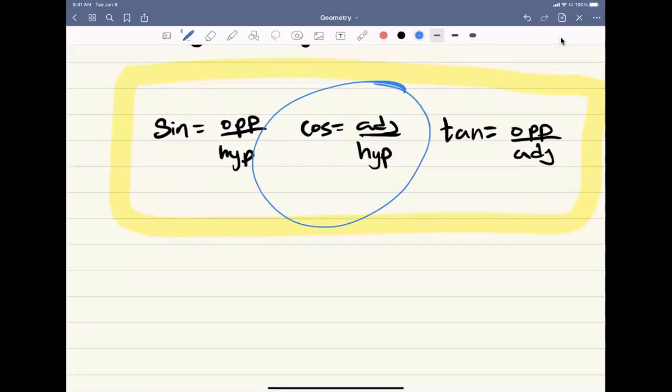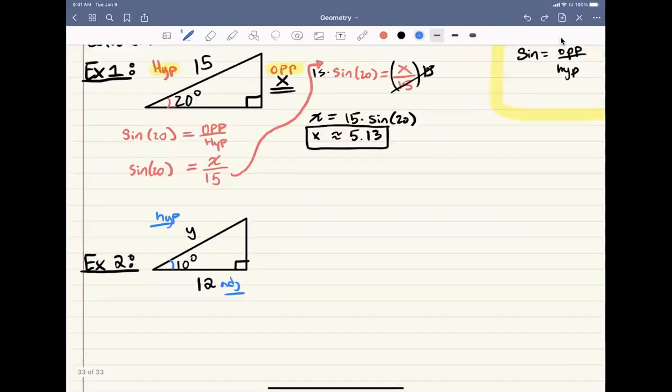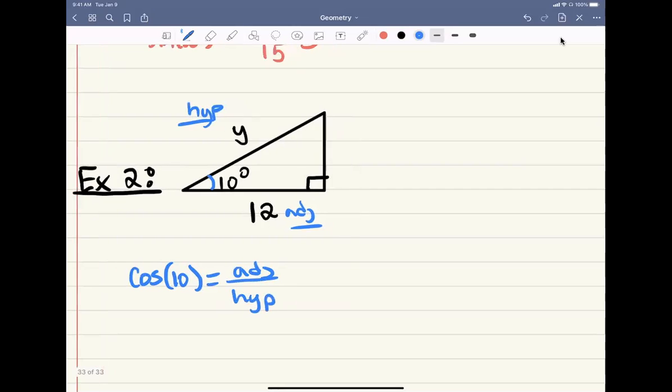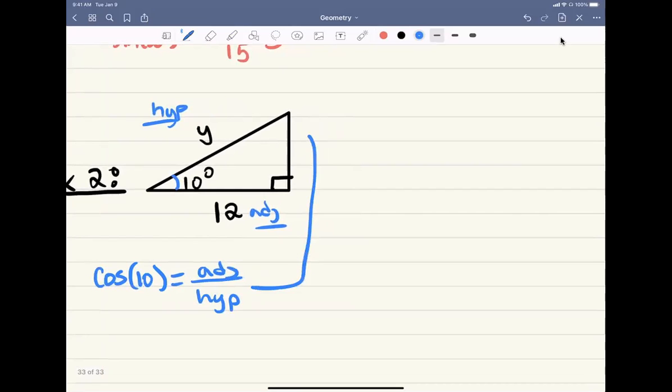That's going to be cosine. That's adjacent and hypotenuse, all right? So we know we're going to be using cosine of 10, right? And that's going to be equal to the adjacent over hypotenuse. Okay, and you're probably thinking, okay, so let's continue this over here.